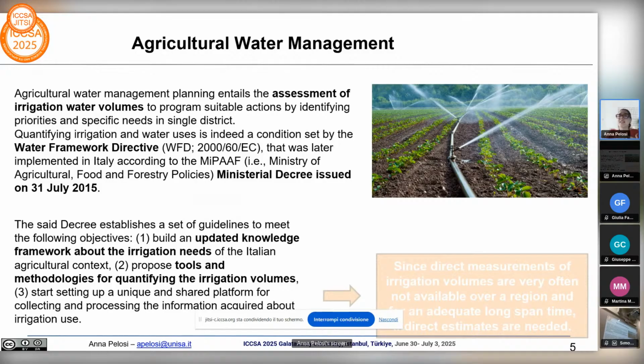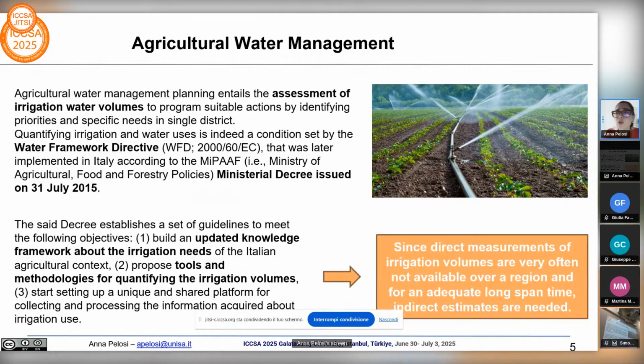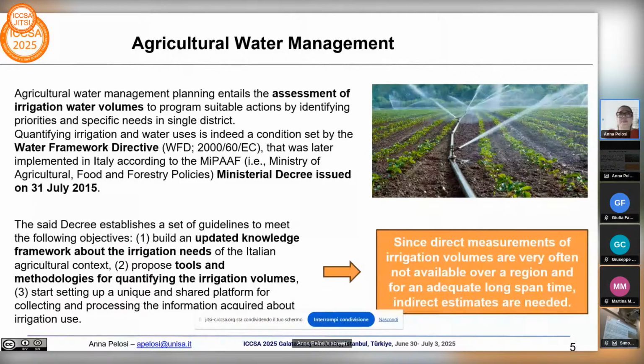Of course, direct measurements of irrigation volumes are not available, and are very expensive if we would like to start a field campaign in all the Italian territory. It is very difficult all over Europe. So indirect estimates of irrigation volumes are needed. And this methodology, starting from the reference evapotranspiration through a crop evapotranspiration assessment and then soil water balance models, may help for this scope.